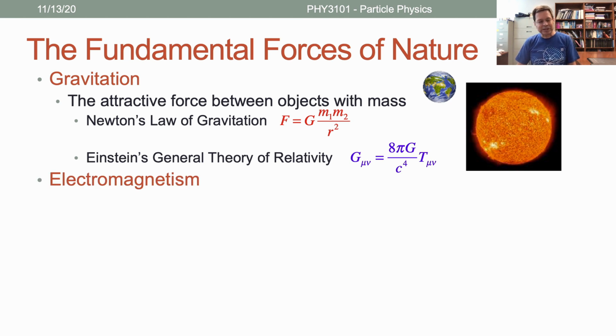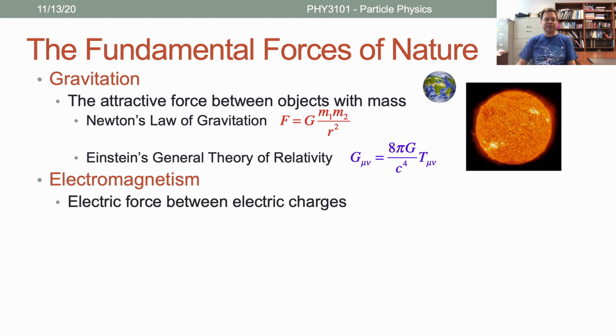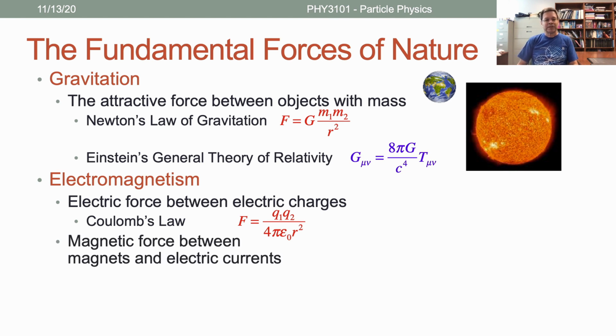You've also learned about electromagnetism, which is the electric force between two objects that have electric charge. And that's embodied by Coulomb's law, which is very similar to the equation above on Newton's law of gravitation. It's the product of the charges over 4 pi epsilon naught, the electrostatic constant, over the distance squared between those charges, right? We also learned that there's a magnetic force between magnets or between circuits that have electrical currents. Anything that can generate a magnetic field can also give rise to a magnetic force.